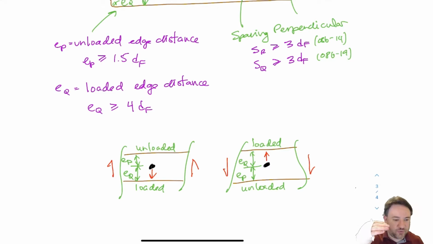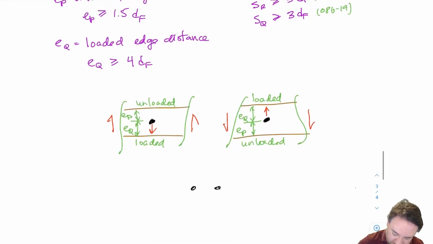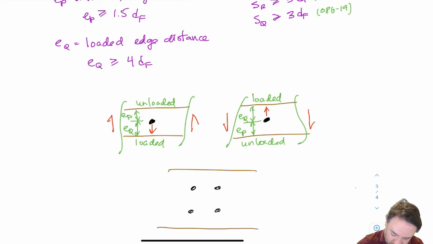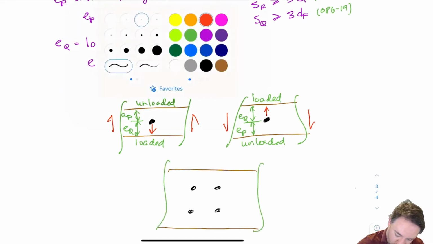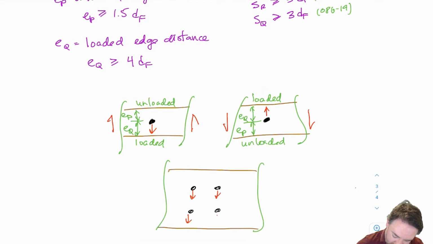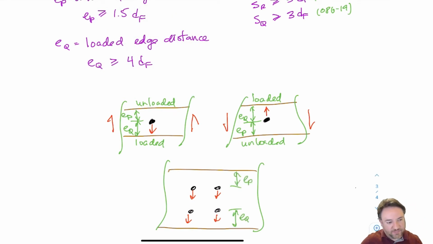Now, of course, this is for the last bolt in the connection, the one that's closest to the edge. That's what this distance is. I've shown it here just for one bolt. If I had a bunch of bolts and they're all pushing down like this, then my bottom edge here is going to be my loaded edge, so that's going to be my EQ. And the top distance here for the unloaded edge is going to be my EP. And then obviously in between the bolts, I have my perpendicular to grain spacing requirement.